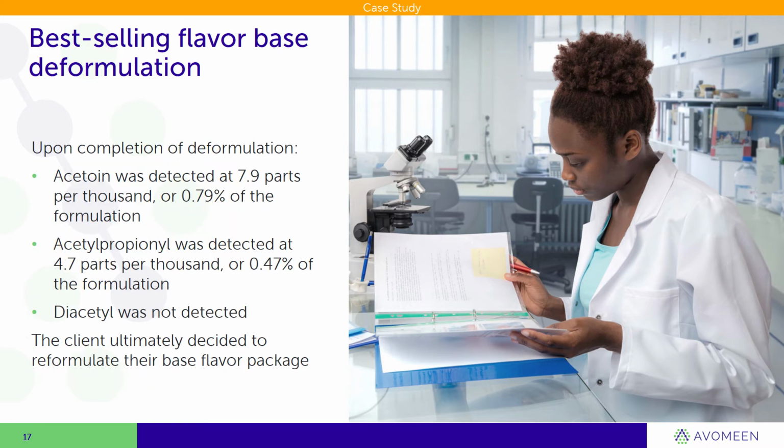Upon the completion of this deformulation, acetone was detected at 7.9 parts per thousand, or 0.79% of the formulation. Acetylpropionyl was detected at 4.7 parts per thousand, or 0.47% of the formulation. Diacetyl was not detected.